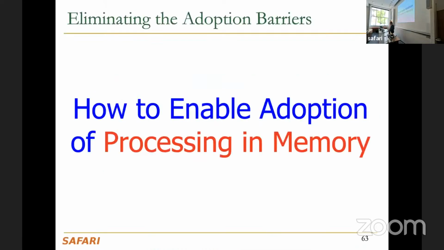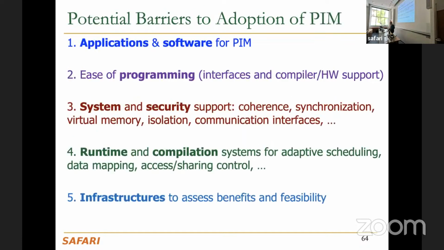Now let's talk about adoption challenges. We've been talking about some of these with your questions and other things, but now I'd like to take a little more time to discuss them. There are a lot of these adoption challenges. Clearly applications and software are important. What applications benefit? How do you write the software? How do you make the programming easier? What kind of interfaces do you provide for the programmer? What kind of compiler support do you provide? What kind of hardware support do you provide?